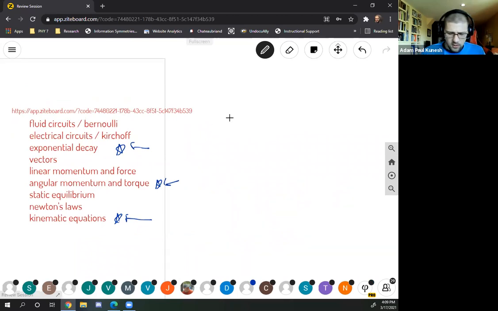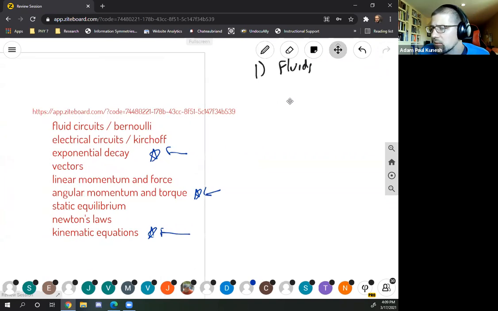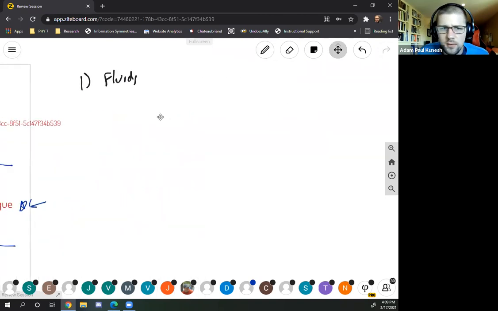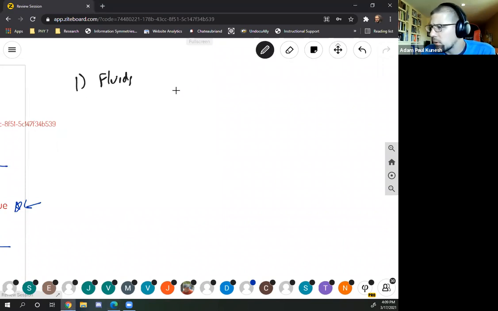Okay, so let's start off with the first thing. First things first, fluids. So there are basically two equations that we emphasize when we talk about fluids. So I'll write those equations and then I'll describe what each of them means. Sorry, doing digital management here. All right. Okay, so the first equation to talk about in the context of fluids is Bernoulli. So Bernoulli's equation.